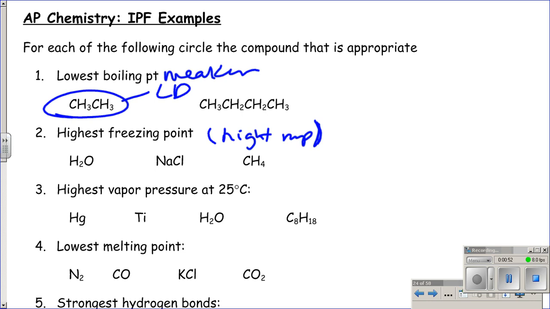So which of these would have the highest interparticle attractions or intermolecular forces? Sodium chloride, right. This one's ionic. The rest of them are covalent. Ionic wins every time. No choice. No question about that one.